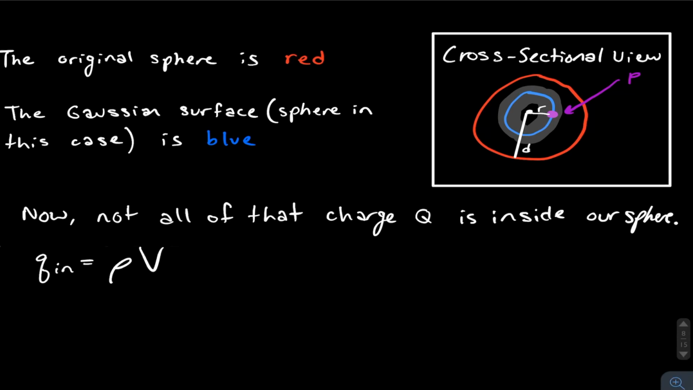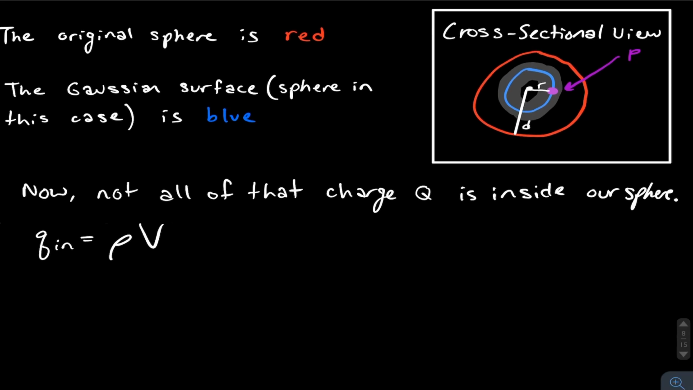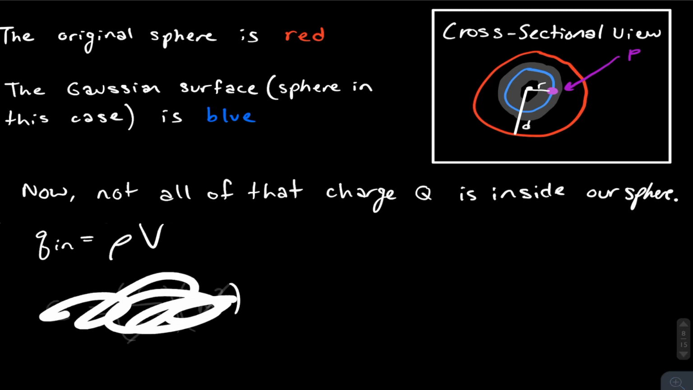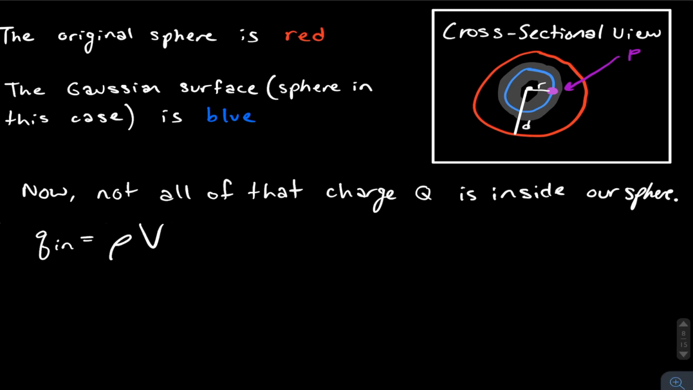Here's how I know that. Think about the units of charge, coulombs. Coulombs is going to equal the units of the uniform volume charge density, which is coulombs per meter cubed, times the units of volume, which is meters cubed. So the meters cubed cancel out, and we get coulombs equals coulombs. That's pretty powerful here, because that's going to allow us to actually solve this problem.